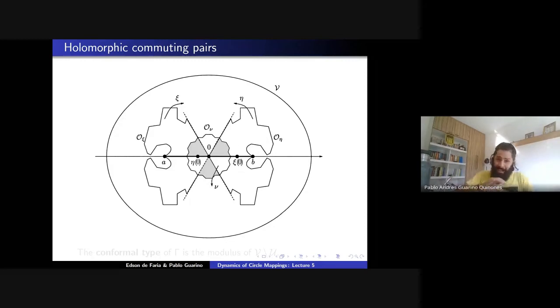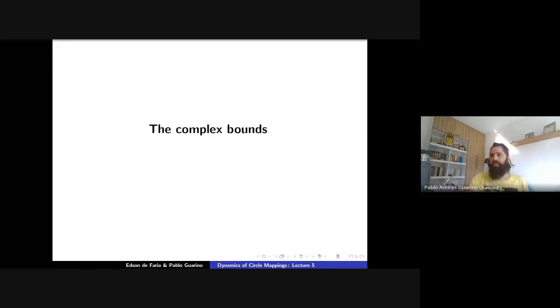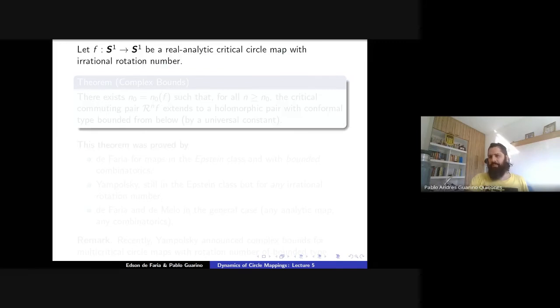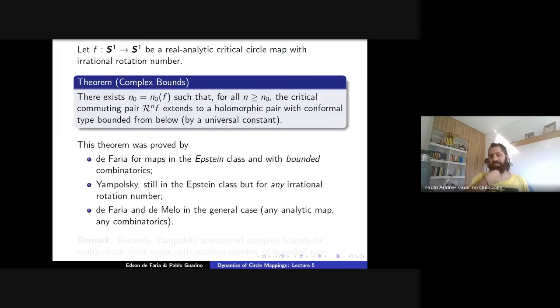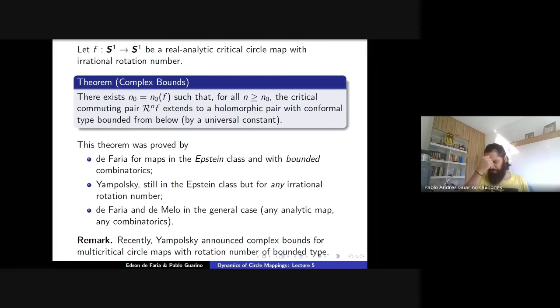So for the multicritical case, this is no longer true. If you want to prove this statement that Misha has announced, you will have critical points. Actually, you will have critical points in the interval, in the one-dimensional domains. So you need to deal with these guys. And he was able to do it. I think this is a preprint, an arXiv paper from 2020 or something like that. This is quite recent: bounded combinatorics, but any number of critical points.